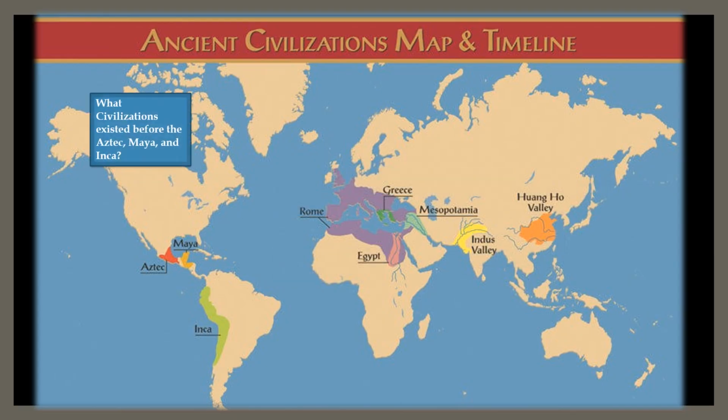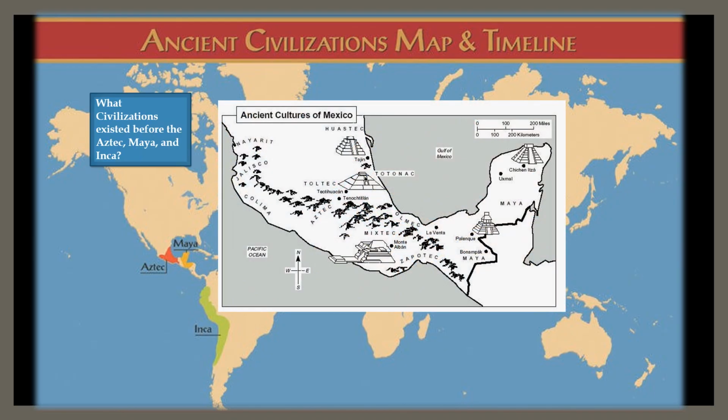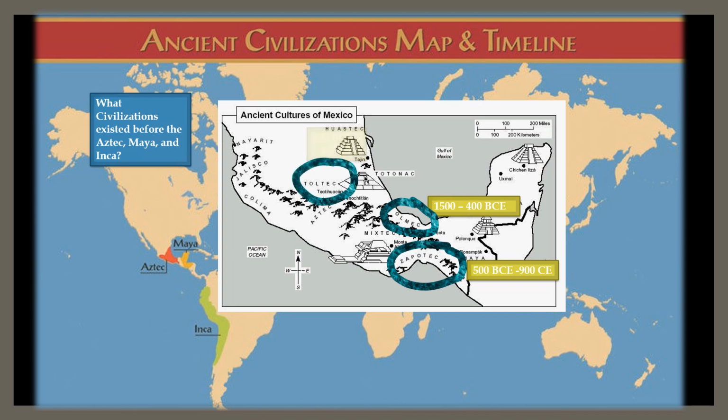So our first question that we have is, what civilizations existed before the Aztec, Maya, and the Inca? So in the Americas, there were also some ancient civilizations that cropped up. In our Ancient Cultures of Mexico map, we can see that the Olmec existed from 1500 to 400 BCE, followed by the Zapotec, which were there from 500 BCE to 900 CE, and the Toltec, which were there from 100 BCE to 800 CE.